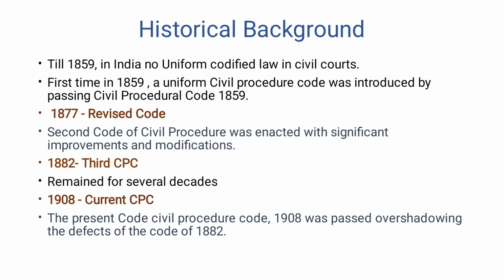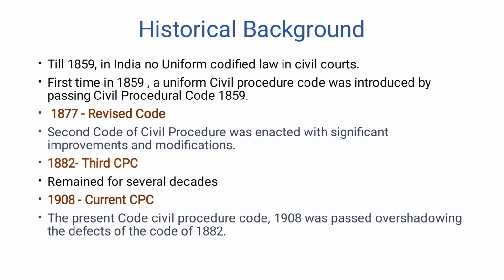Next, historical background. Till 1859 in India, there was no uniform civil law in civil codes. For the first time in 1859, a uniform civil procedure code was introduced by passing the Civil Procedure Code 1859. It was a milestone, even though it had major limitations, so it was amended regularly from time to time, like in 1860, 1861, and finally it was replaced with a new version, CPC 1877, the second Code of Civil Procedure.